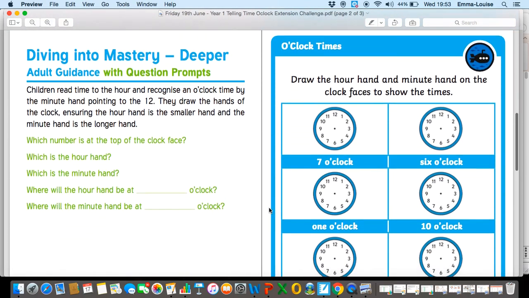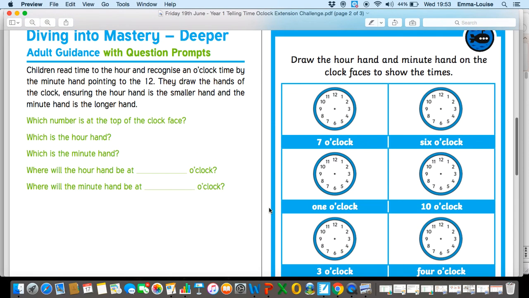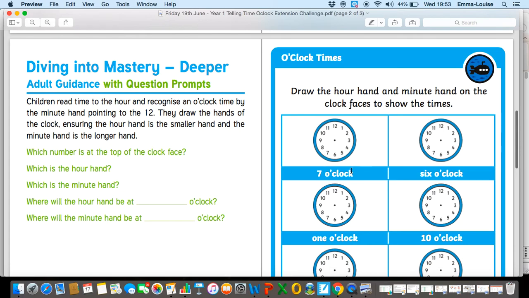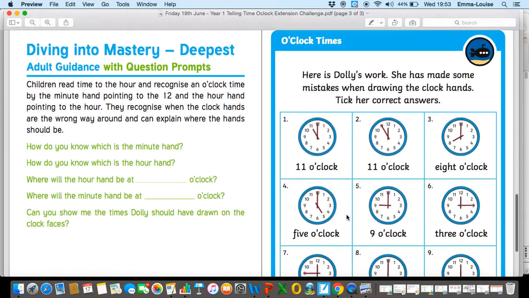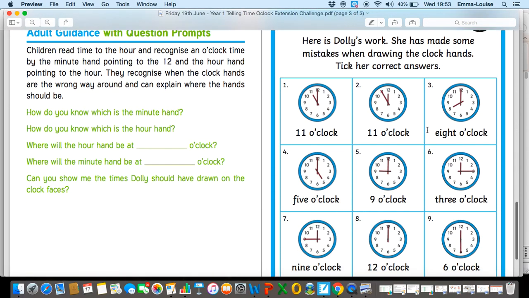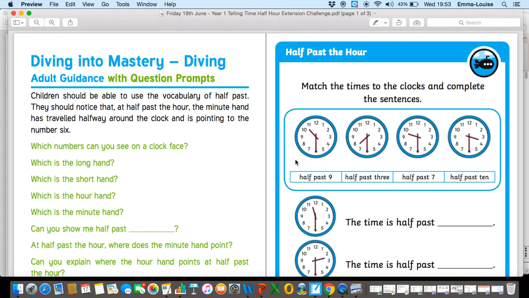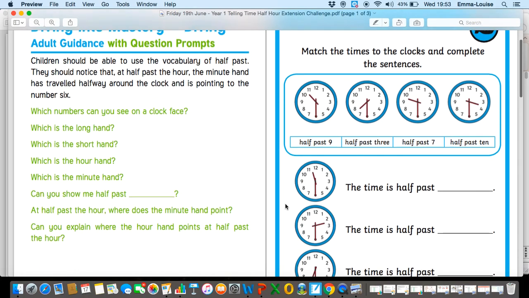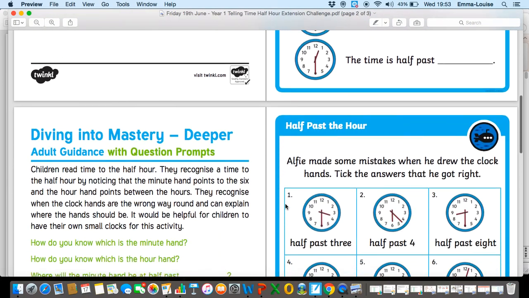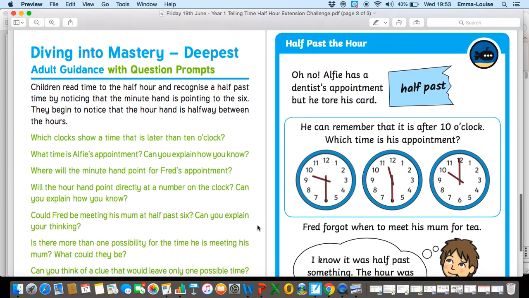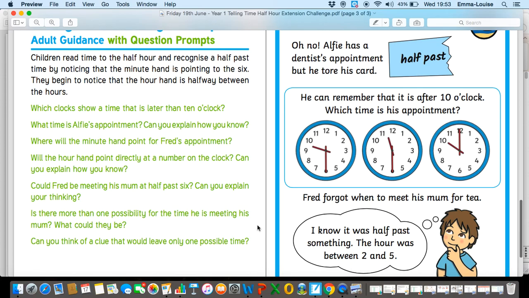The first set are about the time to o'clock. You need to read the times. You need to draw the times here, and then even reason and explain about the times on this page. Then you have some activities to do for half past. This will be more challenging. Again, reading the times, justifying and explaining, and then there's an extra challenge here at the end.